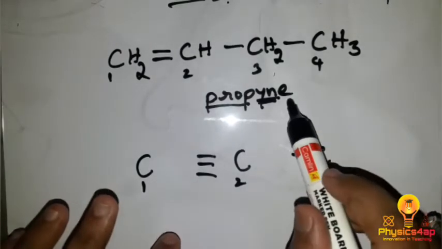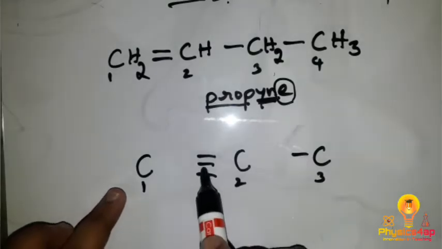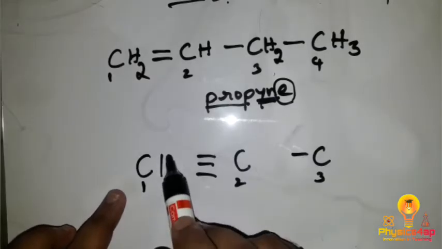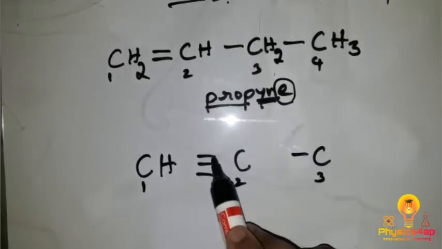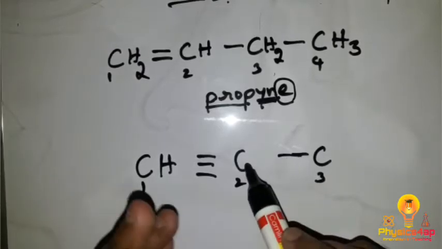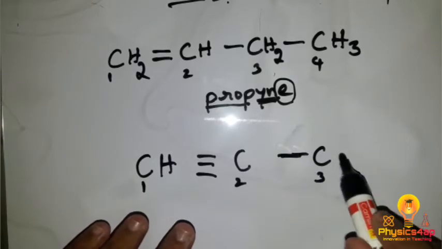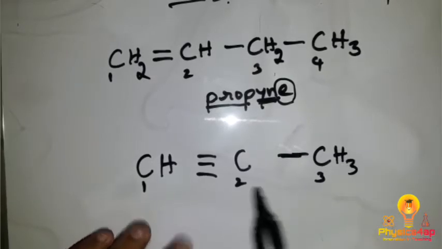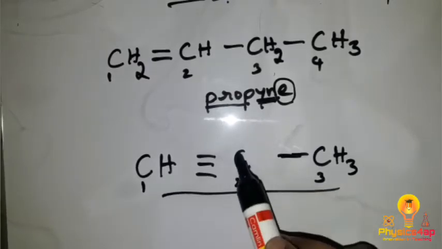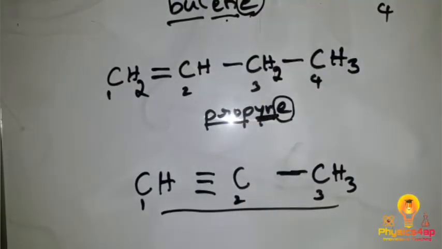And E represents hydrocarbons. Now let us fill in the hydrogens here. For the first carbon, 1, 2, 3, we need only 1 hydrogen. For this carbon, 1, 2, 3, 4, the 4 is completed, so no need to draw hydrogens over here. For the last carbon we have 1 bond, so 3 hydrogens can be filled in. Now this is the structure for propyne. Now let's take another example.